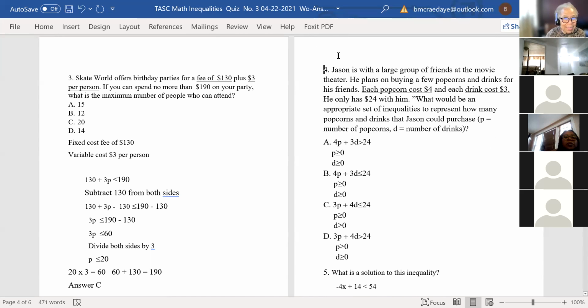Vanessa, what is the answer to number 4? Let me give you a chance to read it. We got popcorn and drinks. You see the popcorn cost, you see the drink cost, you see the budget, $24. That's all Jason has. All right. So which one of these inequalities would represent what Jason can purchase?